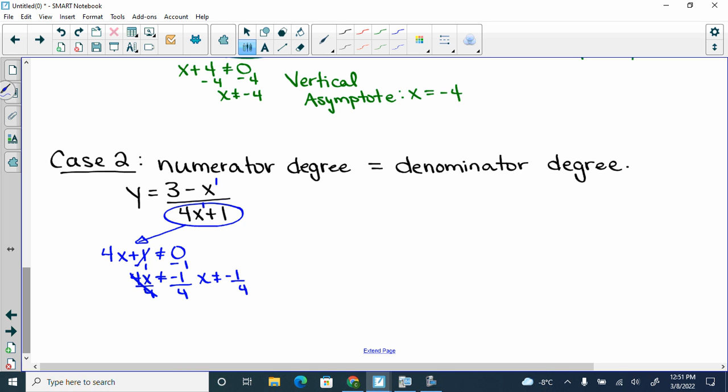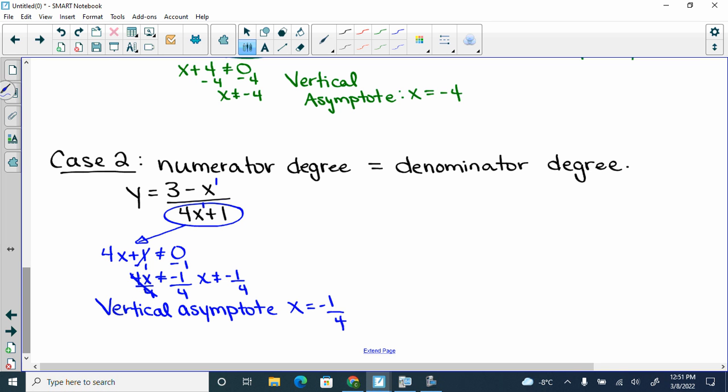So that's what it can't equal. So what's my vertical asymptote at? X equals -1/4. Because the asymptote is where it exists, where that dashed line exists. So I would go to -1/4, a little bit beside the y-axis, and I'd make a vertical dashed line at x equals -1/4. Okay?